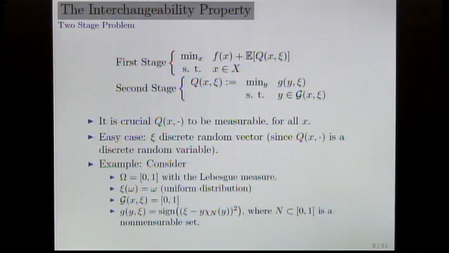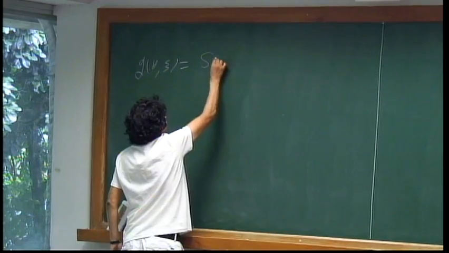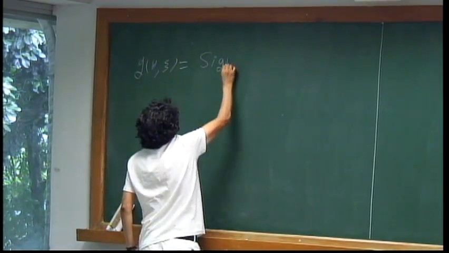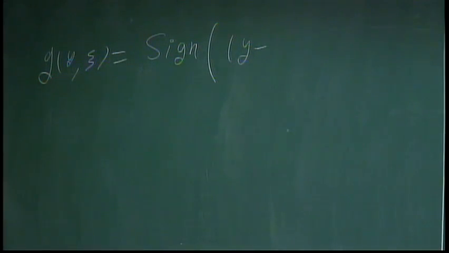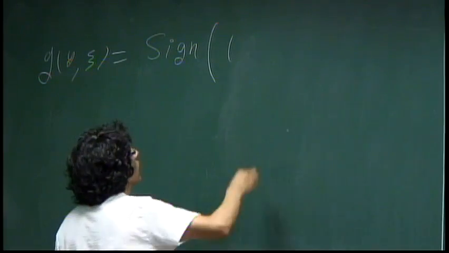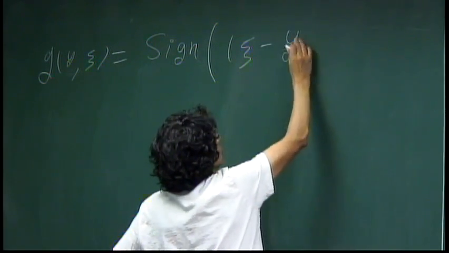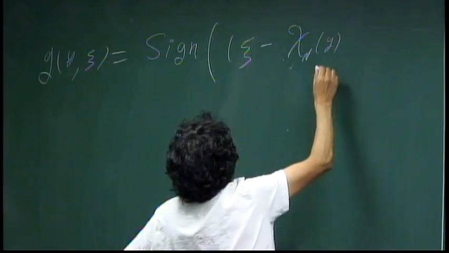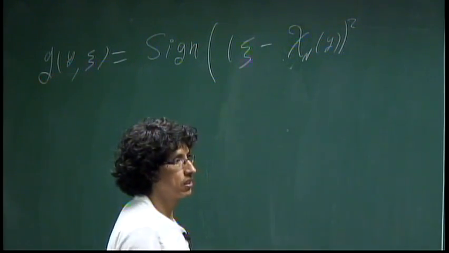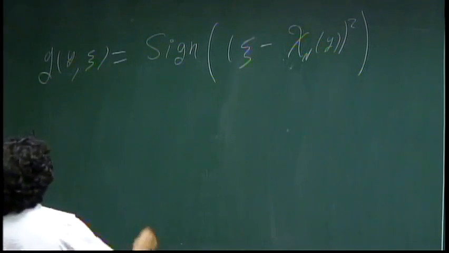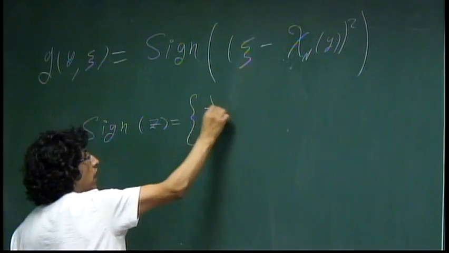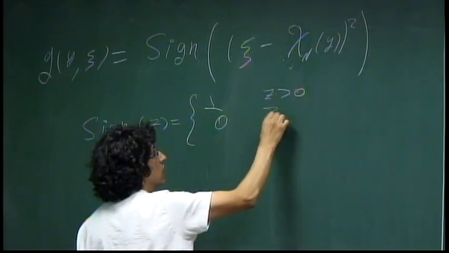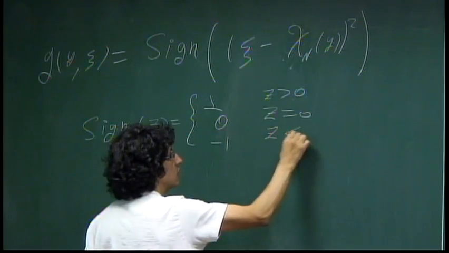This is something like this function here, y minus, it's a square. You know that this function sign is defined in this way: 1 if z is greater than 0, 0 if z is equal to 0, minus 1 if z is less than 0.